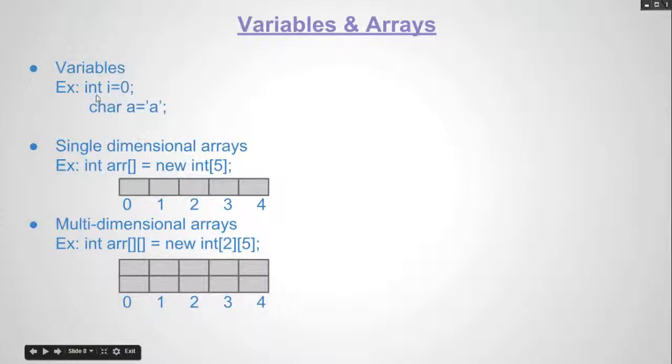Similarly, here I have defined two variables. One variable I, which is holding a value of type integer with an initial value 0. Similarly, I have defined one more variable of type character with name A, which is holding the value A. So here the variable name is A, its data type is character and it has the value A. Is that clear? What is a variable?